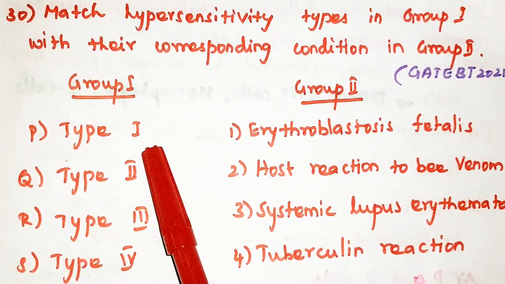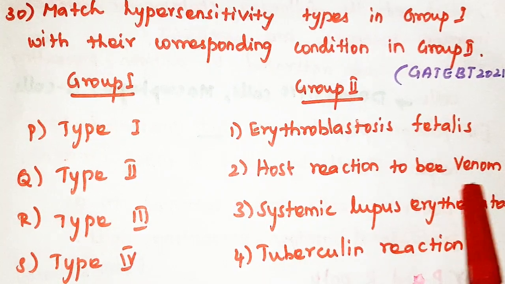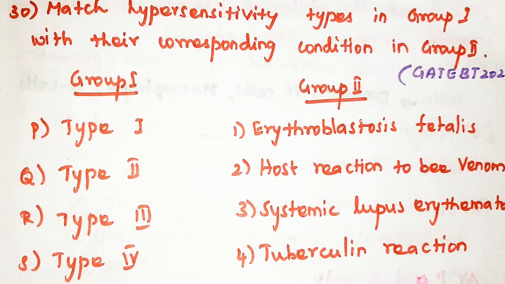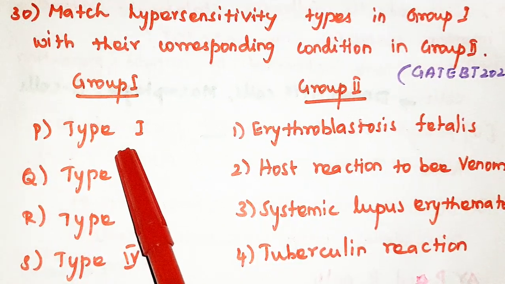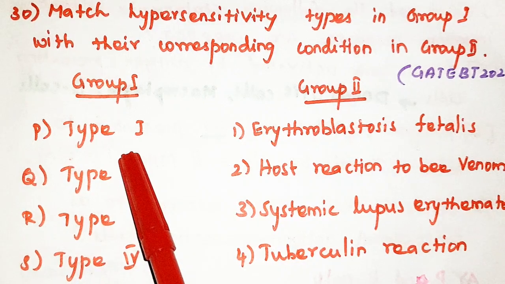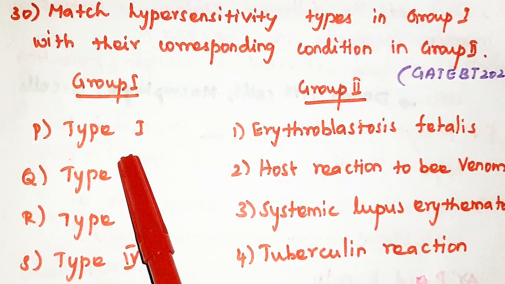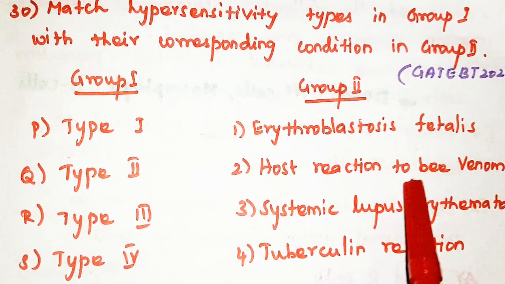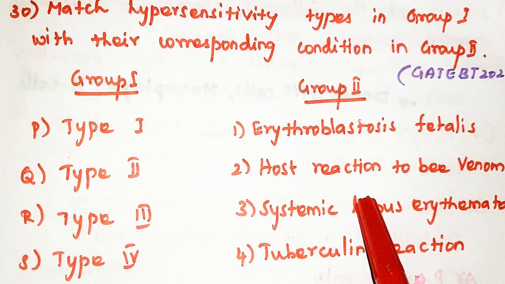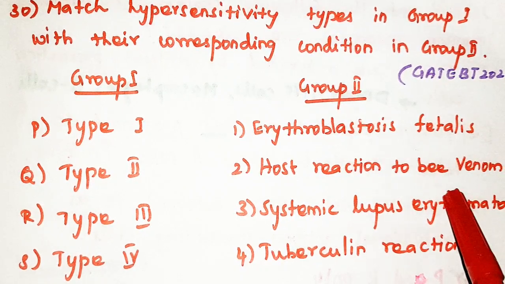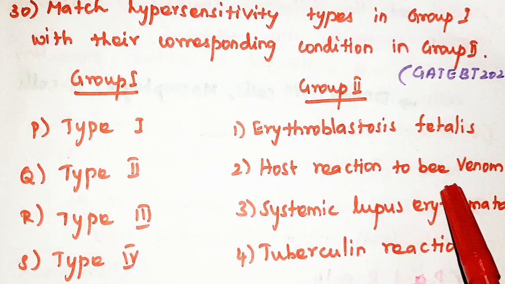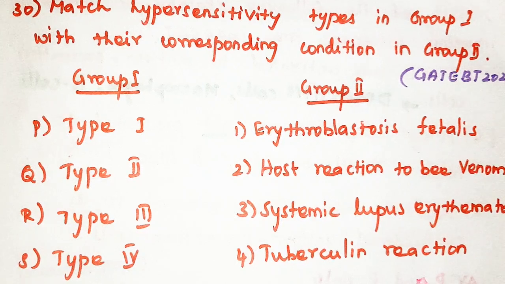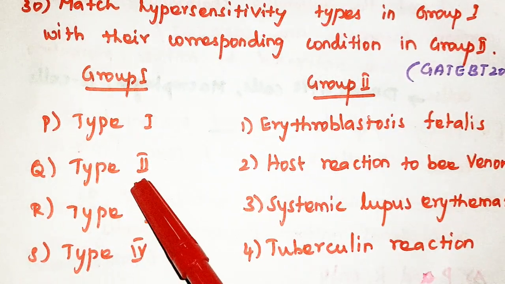Example for type 1 is host reaction to bee venom. Host reaction to bee venom is considered a type 1 IgE mediated hypersensitivity reaction. In this type 1 reaction, our body produces specific IgE antibodies against the venom protein. Then this IgE antibody binds to mast cells and causes them to release histamine and other inflammatory mediators, and it causes some allergic responses in our body. The allergic reactions include localized swelling and redness at the sting site, hives, itching, difficulty breathing, nausea, vomiting, dizziness or fainting.